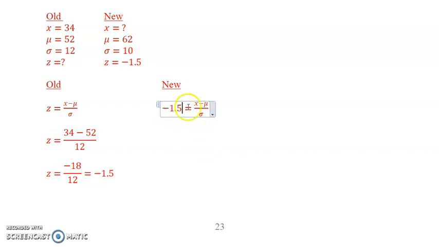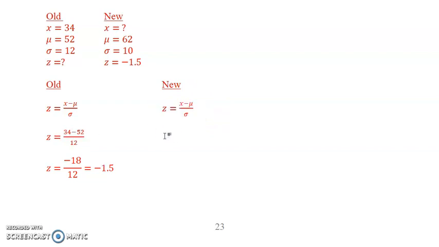Any mark really, but so we're going to put that in as negative 1.5. Z-score negative 1.5. We're solving for X. We changed the new mean to 65. That should be 65 there, sorry. 65, and the standard deviation was 10. So we're filling that in, and now we're going to get the new mark by solving for X.